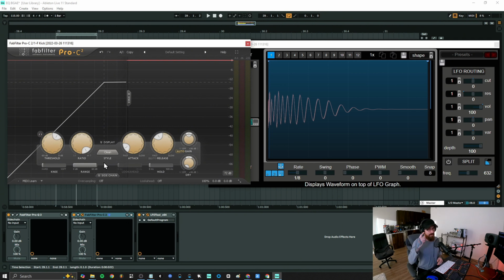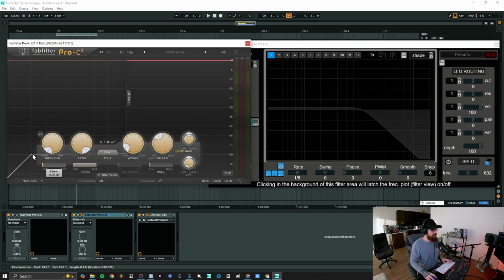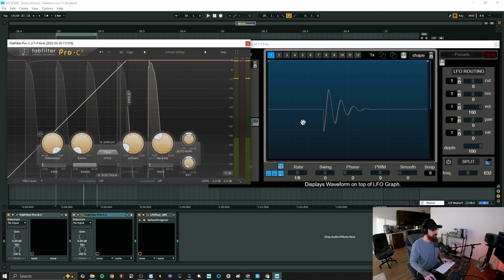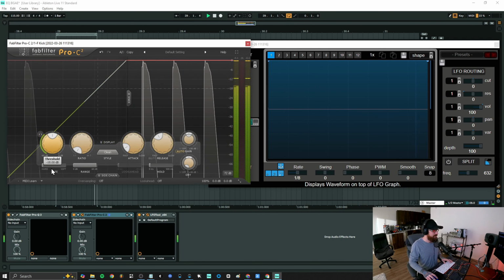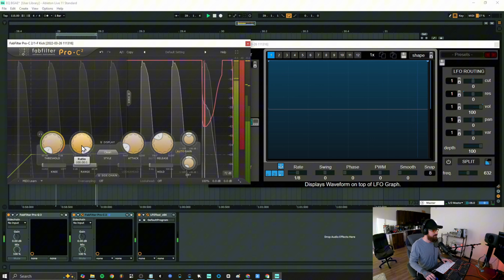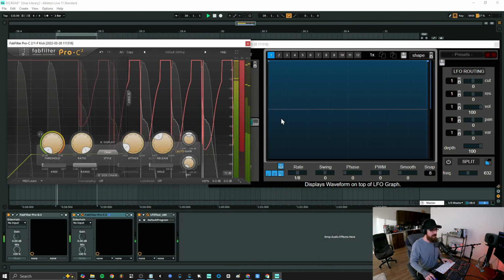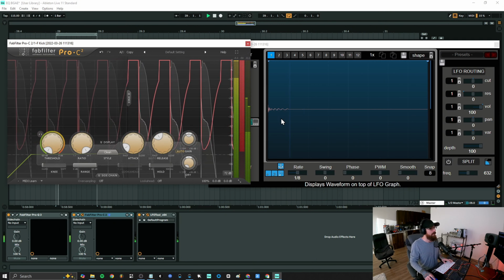So if we reduce the threshold to a very low one and increase the ratio as high as we can go, we'll smash this kick drum. So let's look at it before. And that's our full kick drum. Now let's smash it. So you can see the audio is pretty much gone now.